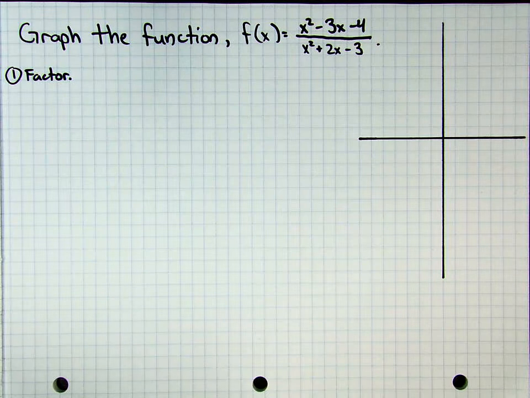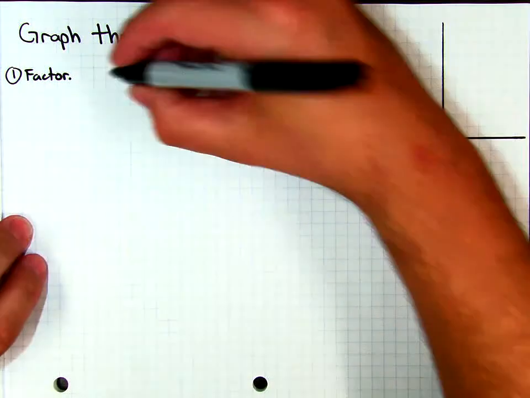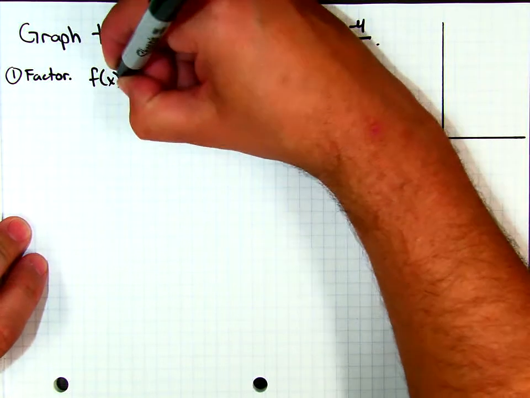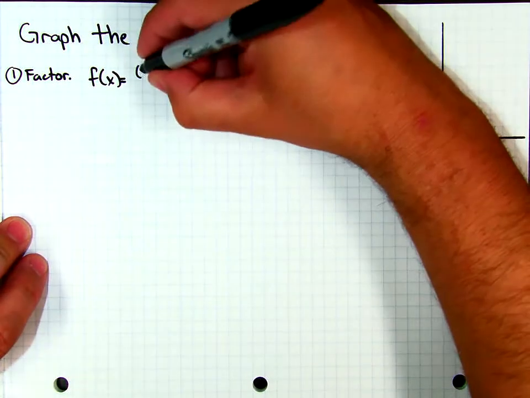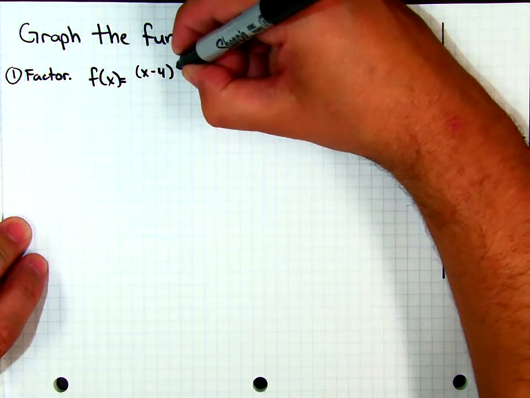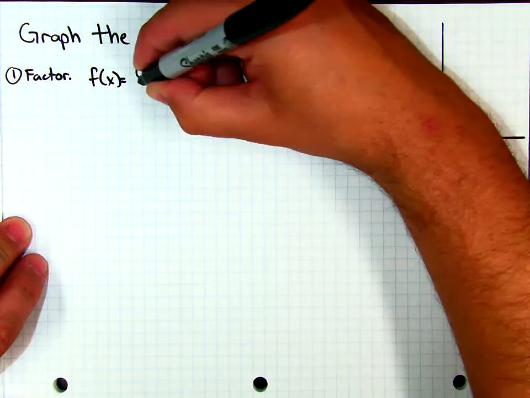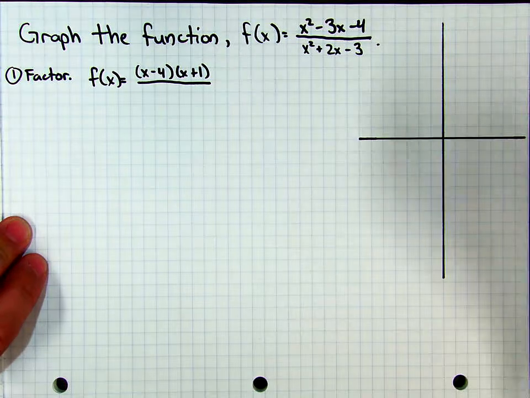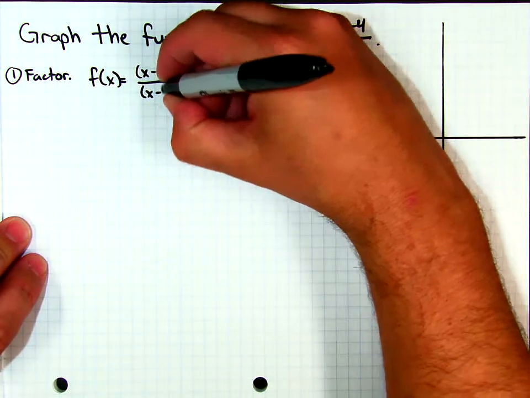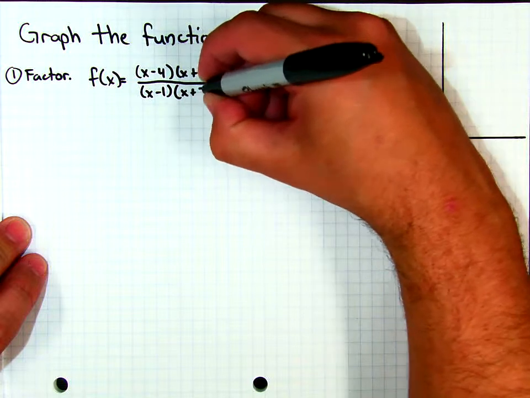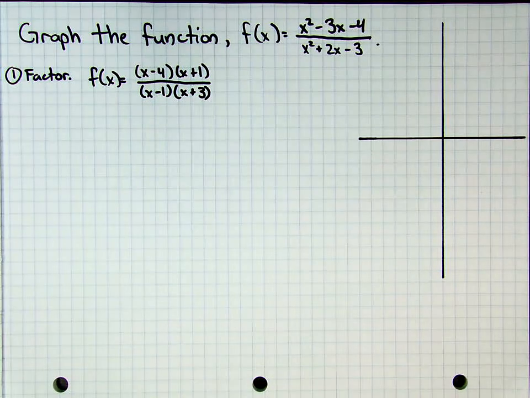This one being a quadratic, I encourage you to pause the video and factor the numerator and factor the denominator, and you will get f of x equals x minus 4 times x plus 1 on top, and in the denominator you get x minus 1 and x plus 3. If you're unsure of how I factored that, pause it, try the factoring, it's sum and product for both. You should be able to get the factors.